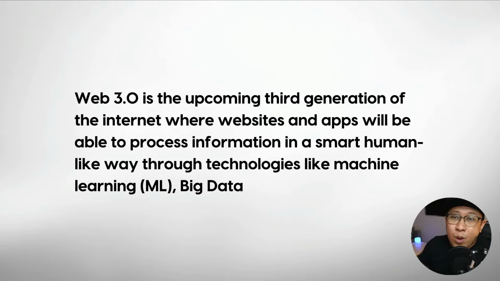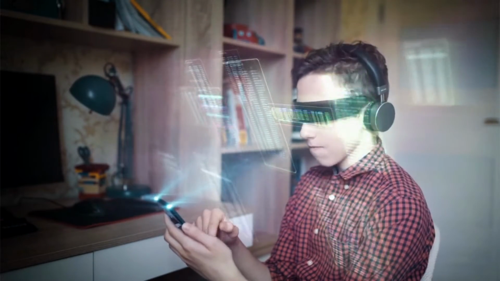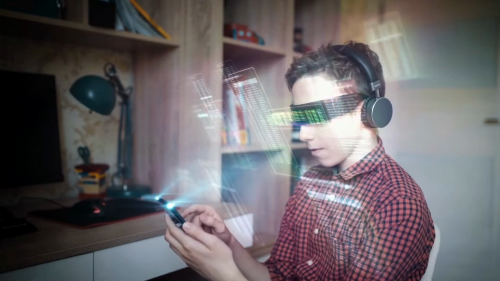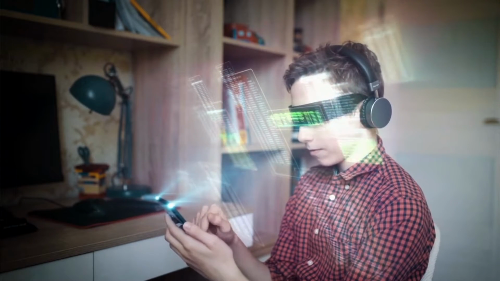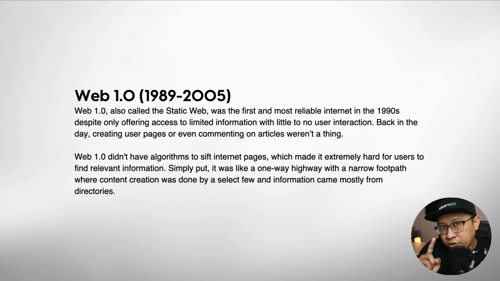You're talking about websites and applications behaving in a smart, human-like way, using machine learning and big data, sitting on adaptable blockchain and cryptocurrency exchange. Interesting, yeah? I've yet to talk about augmented and virtual reality, because these are the things that we will be expecting in the near future, really. So let's go into the evolution of the internet, starting with Web 1.0.